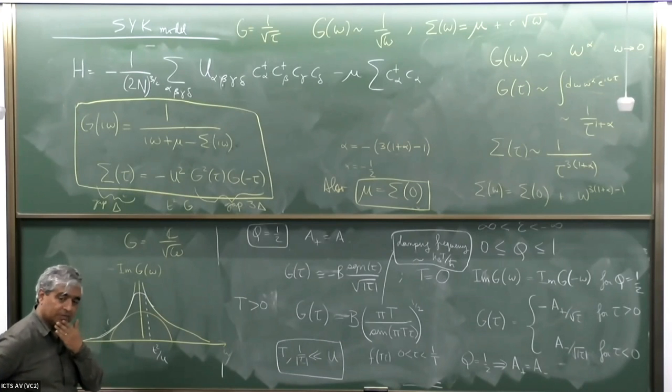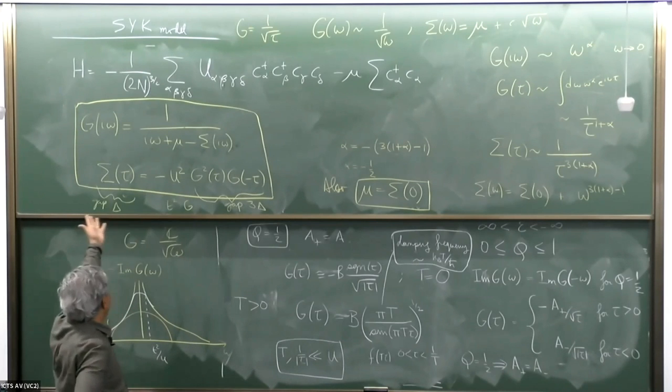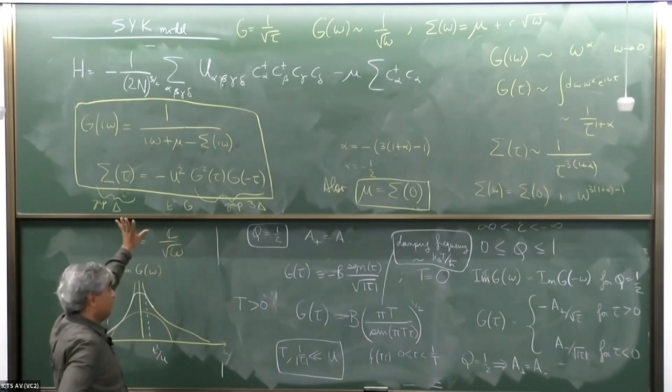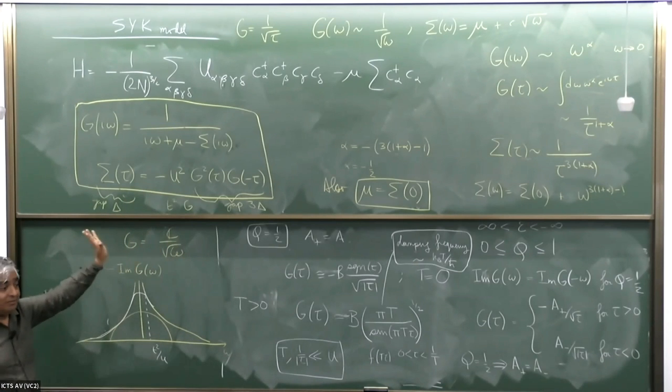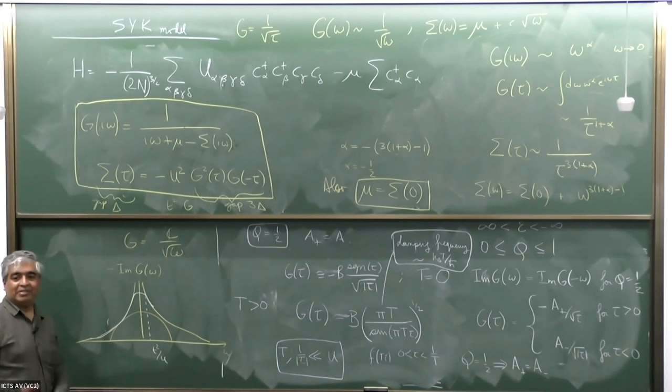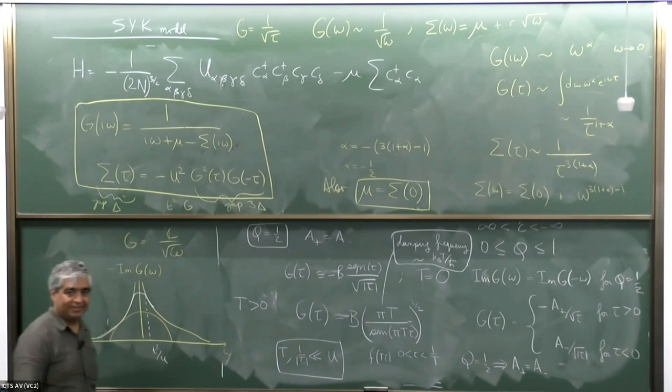That's set by U. There's only one dimensional parameter in the whole solution. It's U. So there's no cutoff. This is a UV finite problem. There's no upper frequency cutoff. The only frequency scale here is U and temperature. There's nothing else. And it's a UV finite problem. So that's why there's no emergent scales of any type.